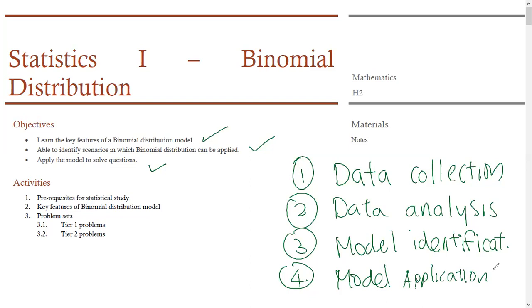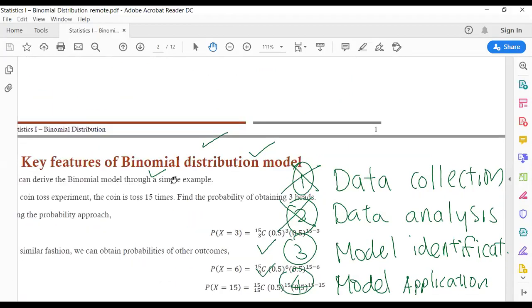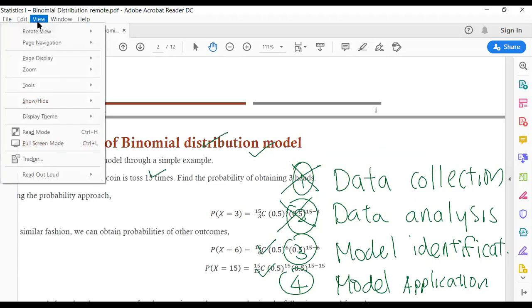So for our syllabus, we are not going to focus on step 1 or step 2, but instead we'll jump straight to 3 and 4. Today we are going to talk about the first model, which we call the binomial distribution model. We are going to discuss what this model is about, how it is derived, and what kind of situation or data it can be applied to. So without further ado, let's move on.